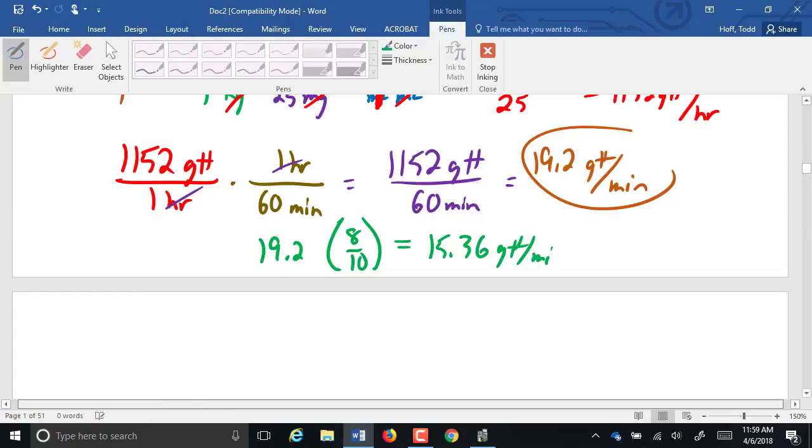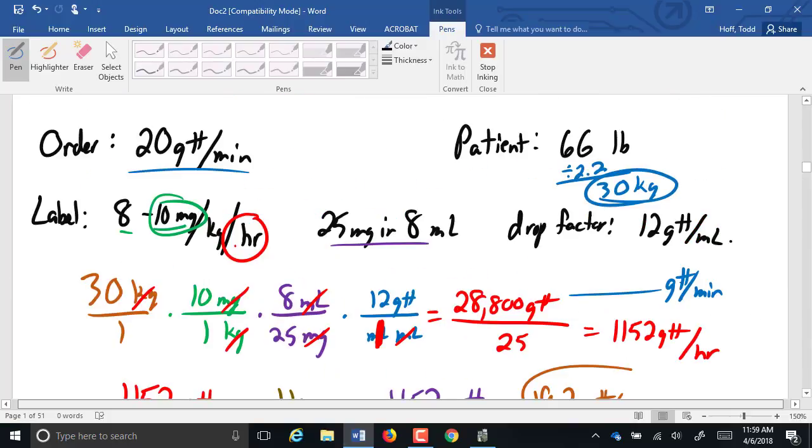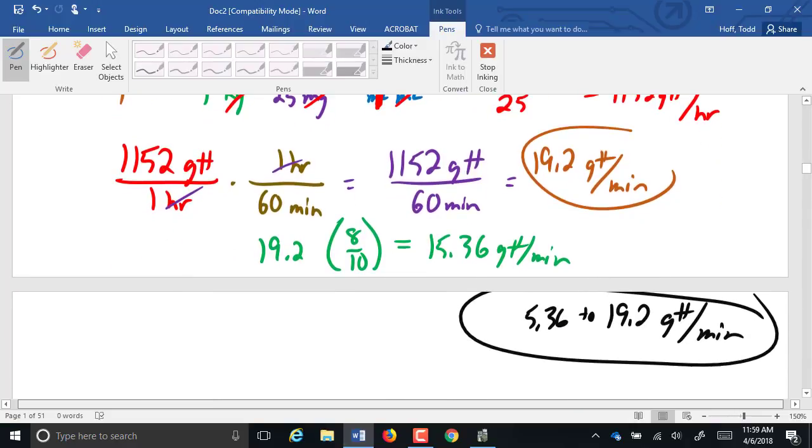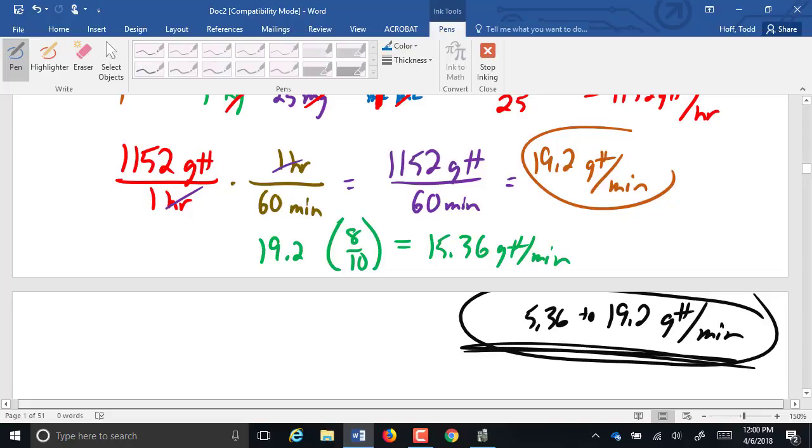drops per minute. So the safe range or recommended range of dosages here would be 15.36 to 19.2 drops per minute. Our doctor had ordered 20 drops per minute, which is slightly outside that range. So there'd be a case again, if you were administering that medication, you'd want to double check with the physician to make sure they were okay with that dosage.